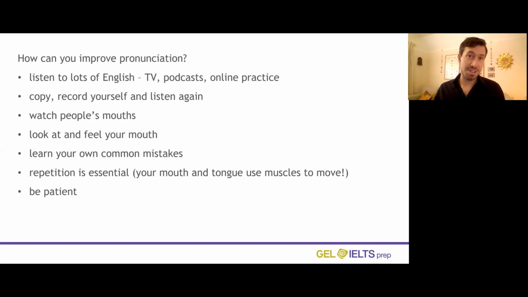Be patient. I've been speaking English for 36 years. That's why I can do it very well. If you've only been speaking for 1 or 2 or 5 years and you haven't done it that much, obviously your pronunciation is not going to be amazing at the very beginning. You need to exercise the muscles. You need to practice them. That takes a very long time. So please be patient.